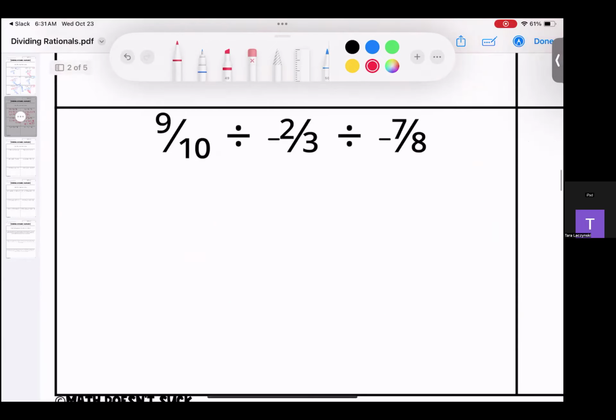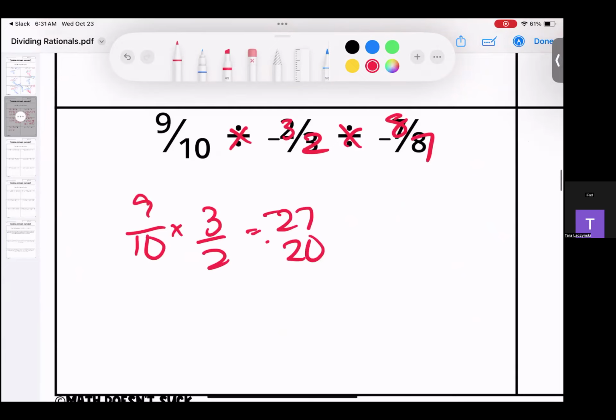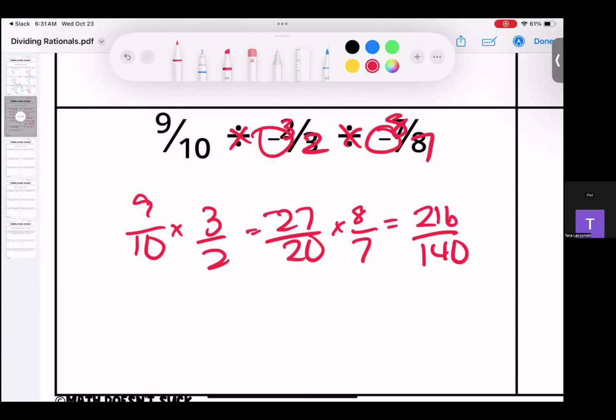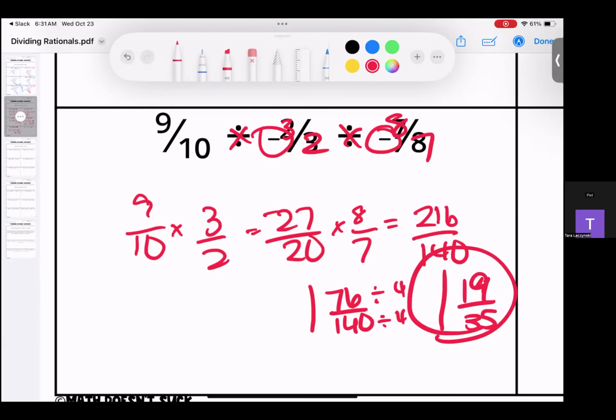Coming down here, flip those opposites. And again, I just do that so that I don't forget when I'm writing it, because our brain is going to brain. 27 over 20, again, improper, but not a quick simplified fix. So we're just going to go with it. Negative and negative ends up being positive 216 over 140. 140, we can pull that out one time with 76 140ths. I can get that lower. How low can you go? 1 and 19 over 35.